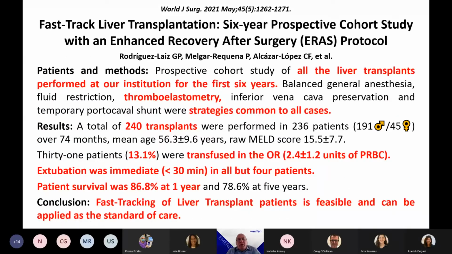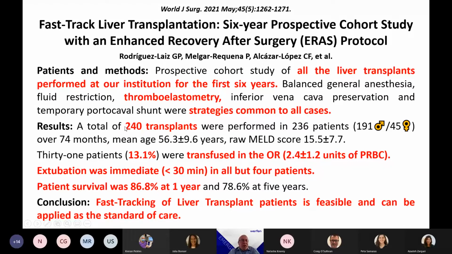And that was also realized in a Spanish group, where they even implemented bundles of fast-track liver transplantation. Of course, this cannot be done just by implementing one single point. Of course, we have to run our anesthesia management accordingly. We should strictly avoid fluid overload. They use thromboelastometry in bleeding, and they also use a temporary portocaval shunt. So again, a bundle of interventions.